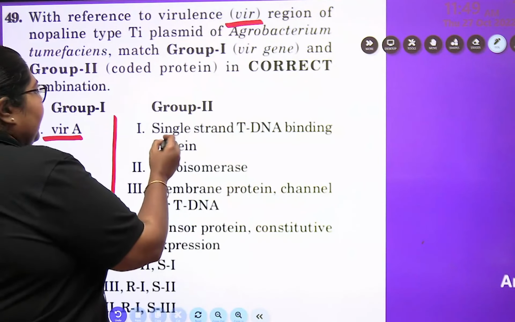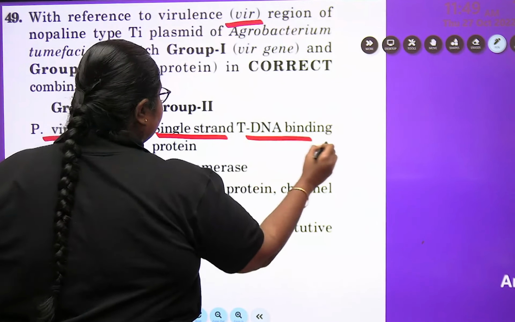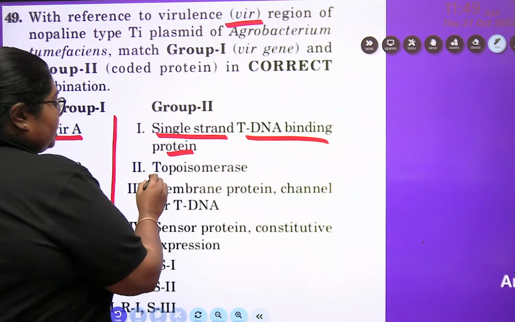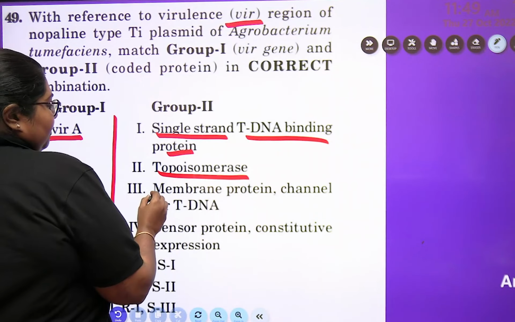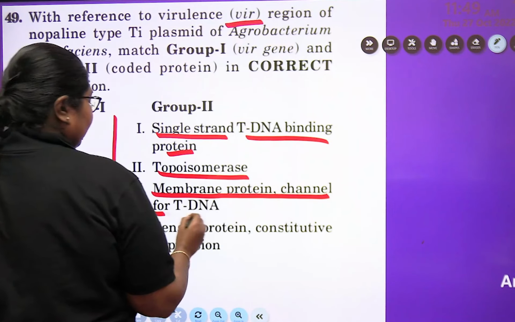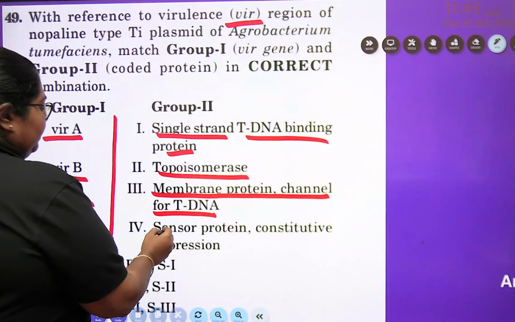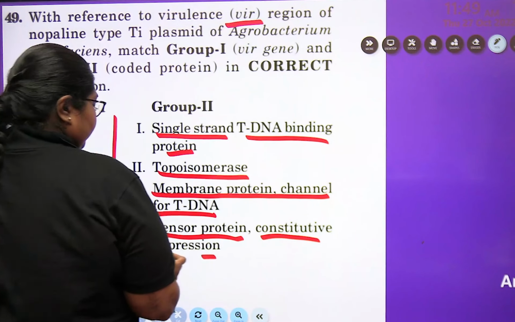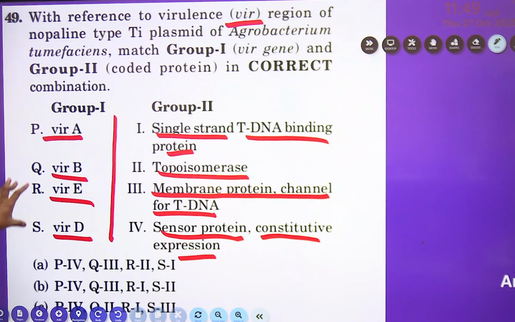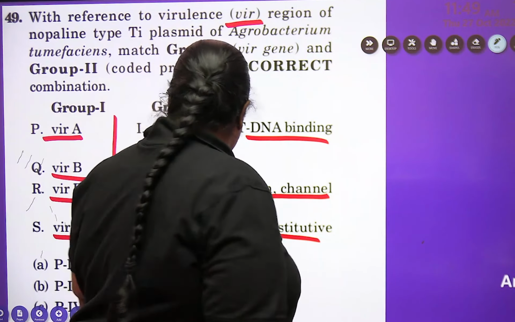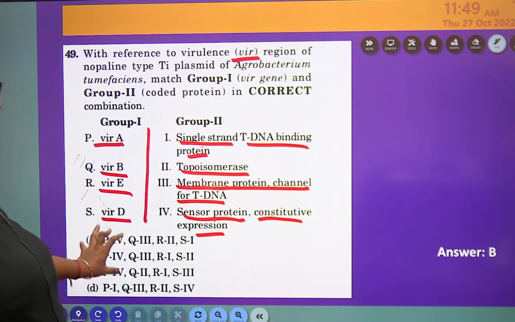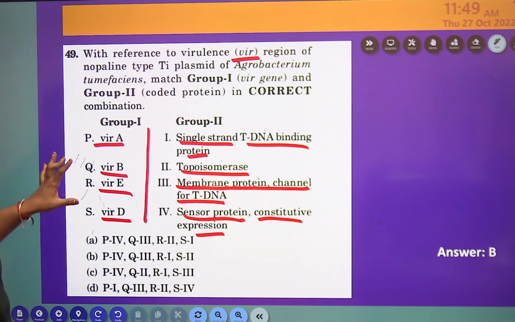So let us see. They have given single stranded DNA binding protein, topoisomerases, the membrane protein channel for T-DNA, and the sensor protein with constitutive expression. They have given the options. You can think and definitely match up this question. Everyone, you can just think about these four options, and which is responsible for what.